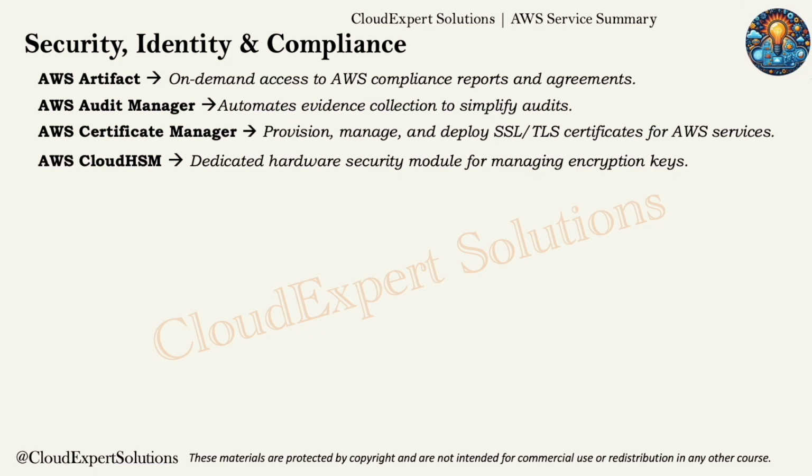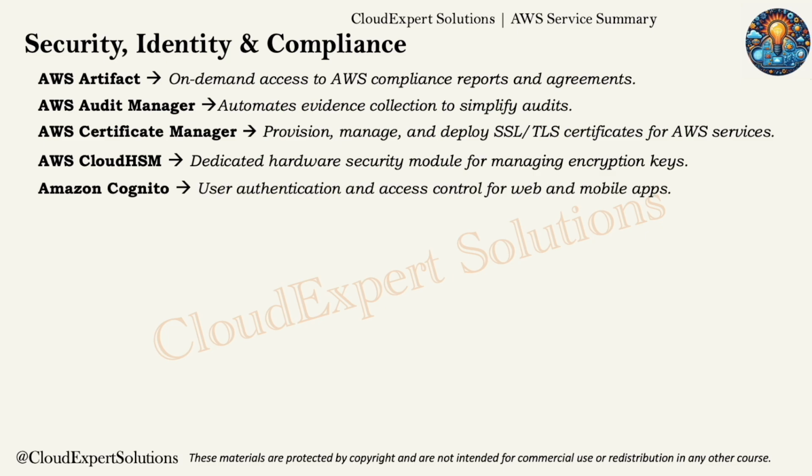Then AWS CloudHSM. AWS CloudHSM is a dedicated hardware security module for managing encryption keys. AWS CloudHSM can be used for compliance-driven hardware-based key storage. Then we have Amazon Cognito. Amazon Cognito provides user authentication and access control for web and mobile applications. Amazon Cognito can be used for sign up, sign in, and identity federation.